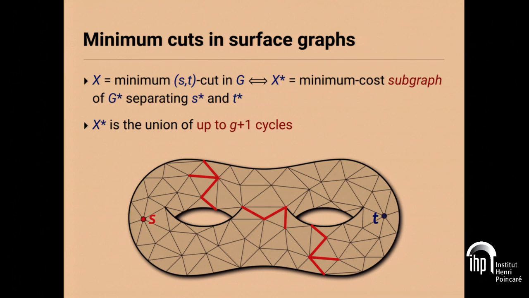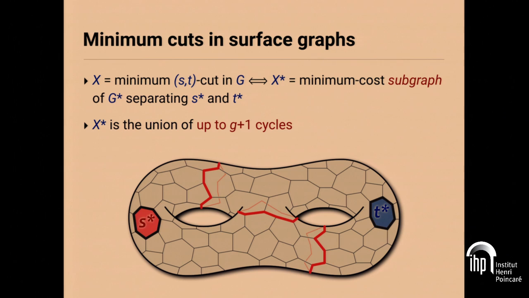Unfortunately, it's not so clean in the surface case, because the dual of a cut isn't necessarily a single cycle anymore. In this particular case, the cheapest way to separate the set of faces containing S star from a set of faces containing T star is this triple of cycles. I need something that is the boundary of some faces this way and the boundary of some faces that way. But boundaries in higher genus surfaces are not necessarily cycles the way they are in the plane. Minimal boundaries are not necessarily cycles.